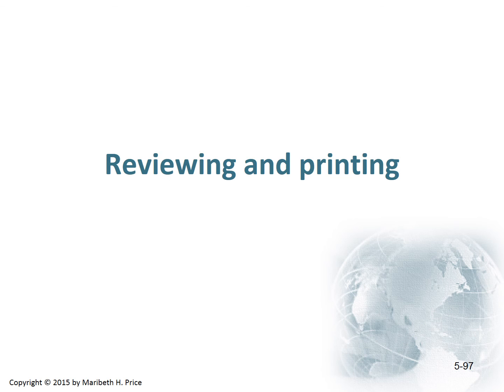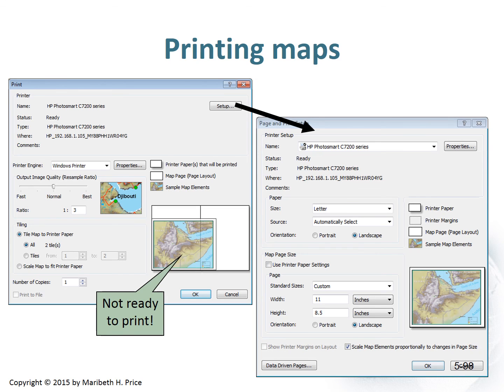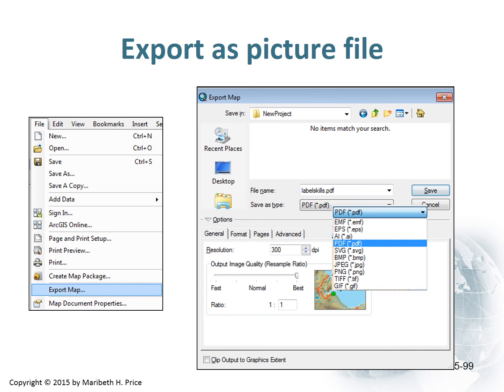When you're done and you start to review your map, print it, there's a couple of things you want to do. You can go to Setup and select the map that you want. Make sure everything's ready to print. And then a lot of times it's good to just crack at it and see what it looks like. You can export it as a picture file as well, so you can save it as a PDF or a JPEG or a TIFF or a GIF or any number of file formats, and then take a look at it.